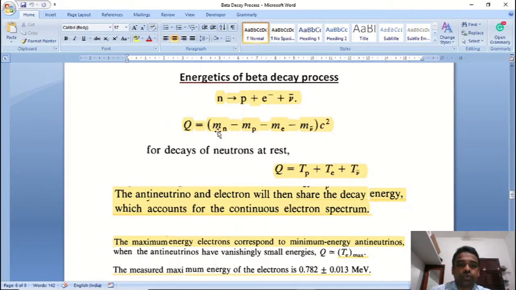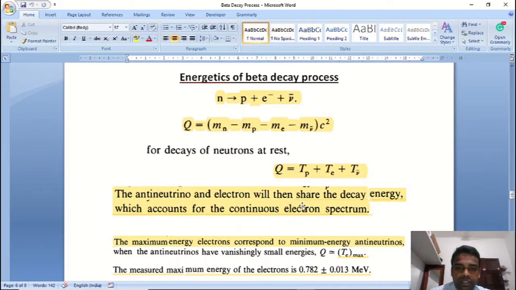For decays of neutrons at rest, that means the neutron is at rest, no kinetic energy. We have already seen from the alpha decay process, we can equate the disintegration energy with the kinetic energy. So the disintegration energy Q equals Tn, which is 0 because it is at rest, then Tp plus Te plus T nu bar, the kinetic energy of the antineutrino. The antineutrino and electron will then share the decay energy, which accounts for the continuous electron spectrum.